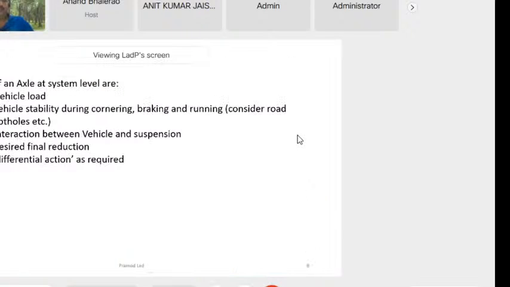Okay, so now let us go to our axles. Functions of an axle system: at a system level, they are to support vehicle load, provide vehicle stability during cornering, braking, and running. Consider different road terrains, potholes, etc. during that running condition. They also provide interaction between vehicle and suspension, provide desired final reduction, and provide differential action as and when required. So these are the main functions of an axle at the system level.